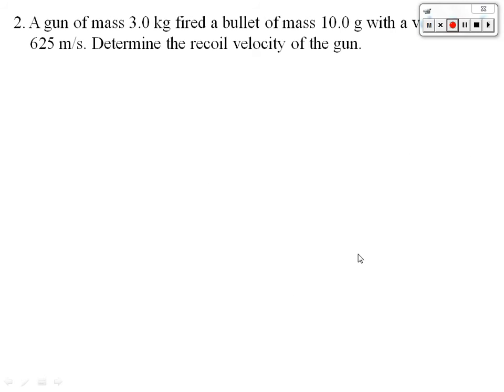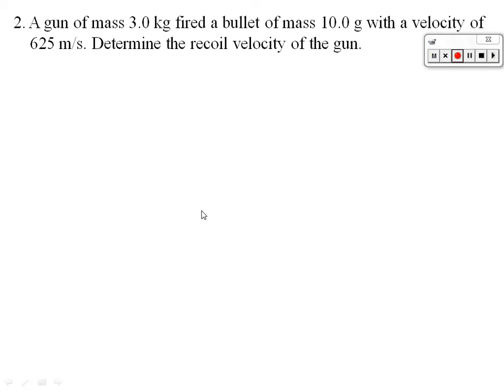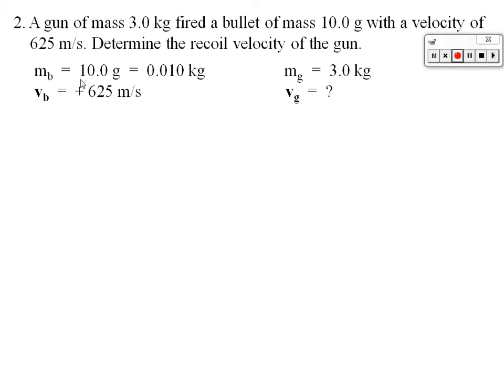All right, example number 2. We have a gun with a mass of 3 kilograms firing a bullet. Determine the recoil velocity of the gun. All right, which we can do. Here's my data table. Now remember, we need to convert grams to kilograms. So 3 places to the left gives us this.